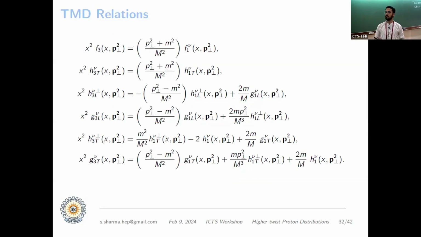Similarly, we have found some relations at twist 4. Here the twist-4 TMD f3 is related to the f1 TMD. f3 is the unpolarized TMD. We will discuss this later.